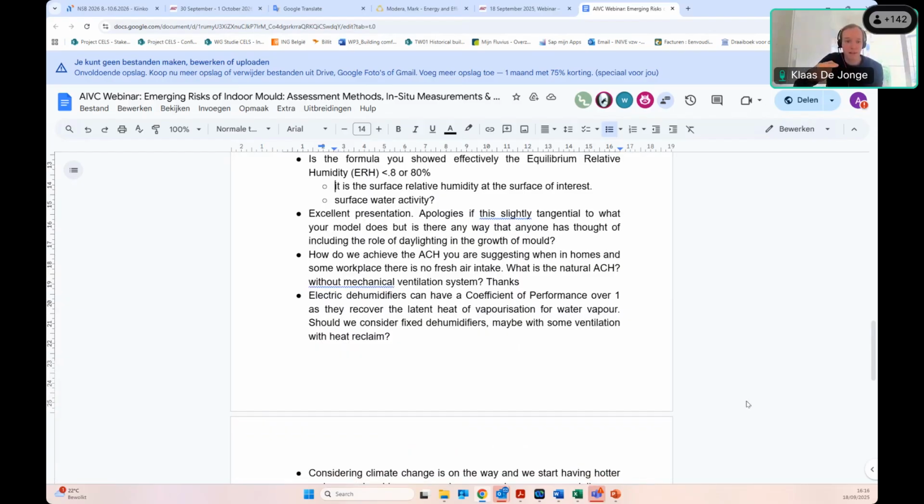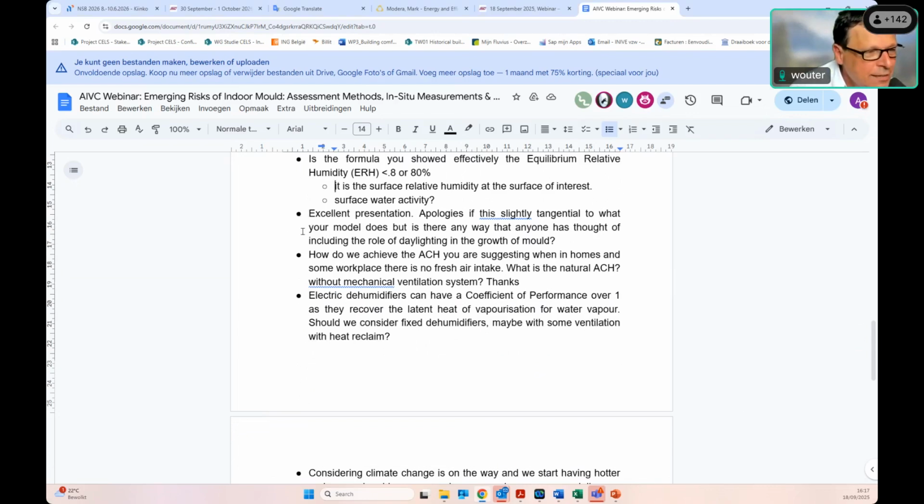So I guess the formula I showed is effectively trying to get the vapor pressure beneath the relative humidity of 80%, but calculated at surface temperatures of the thermal bridge. Yes. Okay, thank you. Excellent presentation.